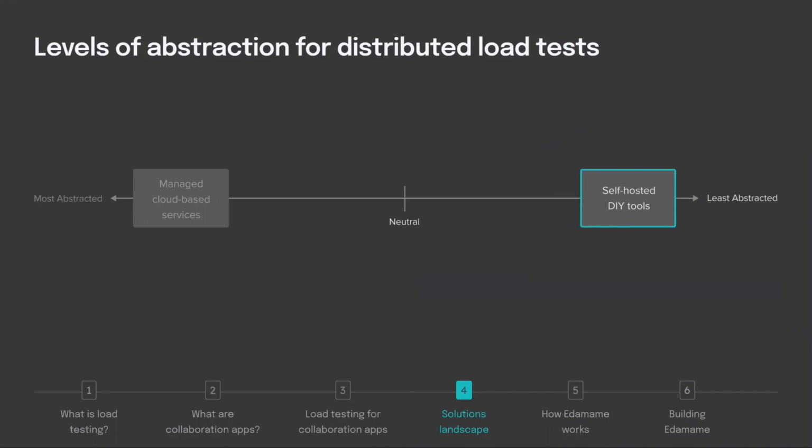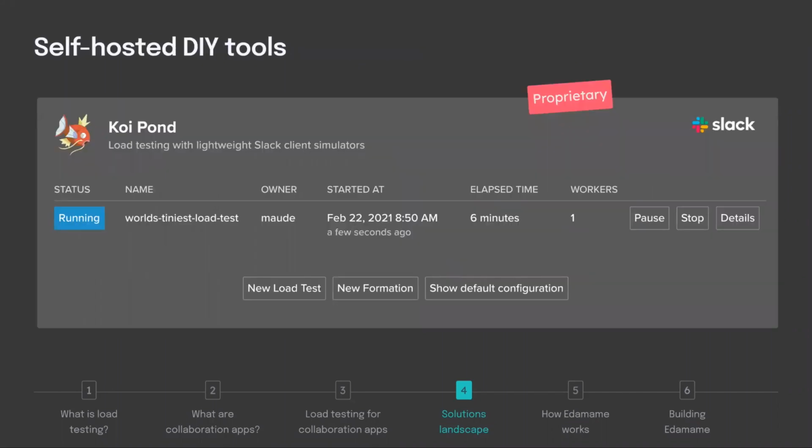Let's now go to the other end of the spectrum, self-hosted DIY tools. DIY tools are homegrown solutions, where essentially the company builds their own load testing solution. Now, we did find several examples of companies that did this, and one example is Slack's KoiPon, which is their proprietary load testing framework for simulating Slack clients specifically. It's designed only for Slack with their scale, their client behavior, and their considerations in mind.